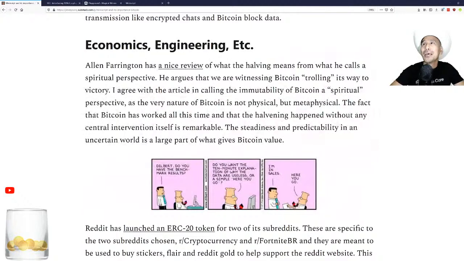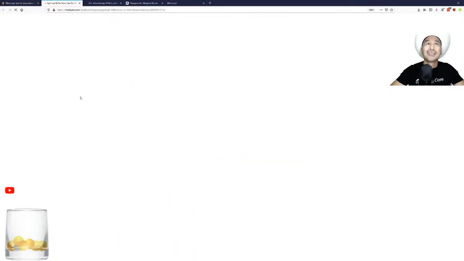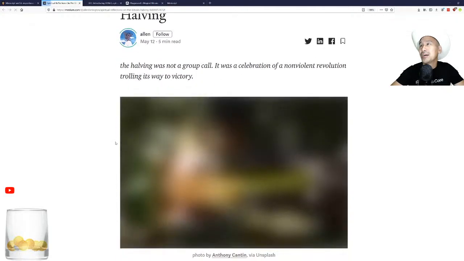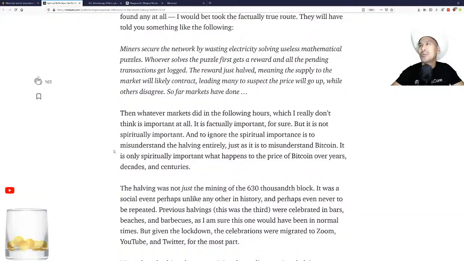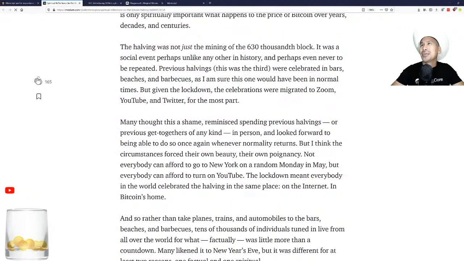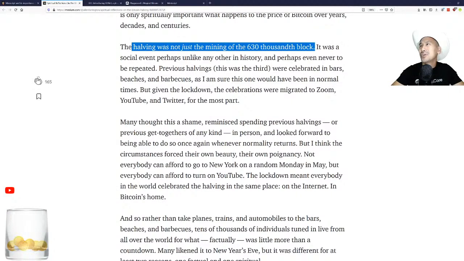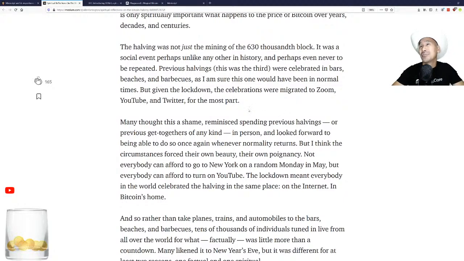So that's very exciting. All right, Alan Farrington has a nice review of what the halving means from what he calls the spiritual perspective. It's not an article I expected to read, honestly, but it's an interesting perspective on Bitcoin itself. So essentially, the halving happened going from 12.5 to 6.25. But what's interesting is that the halving was not just the mining of the 630,000th block. It was a social event, perhaps unlike any other in history, and perhaps even never to be repeated.